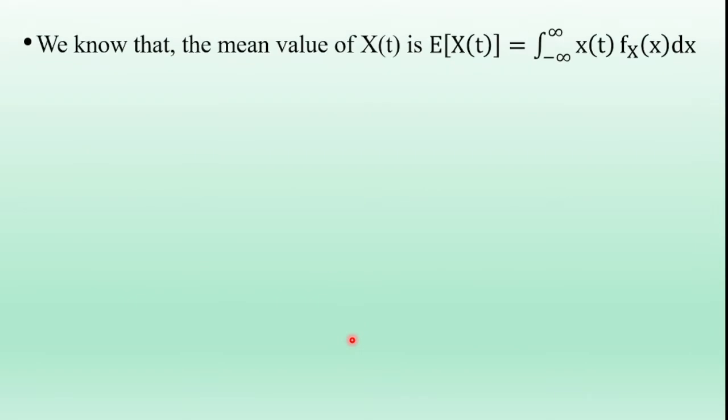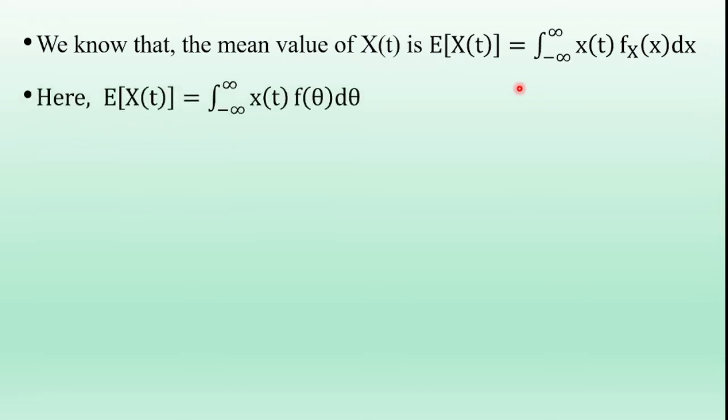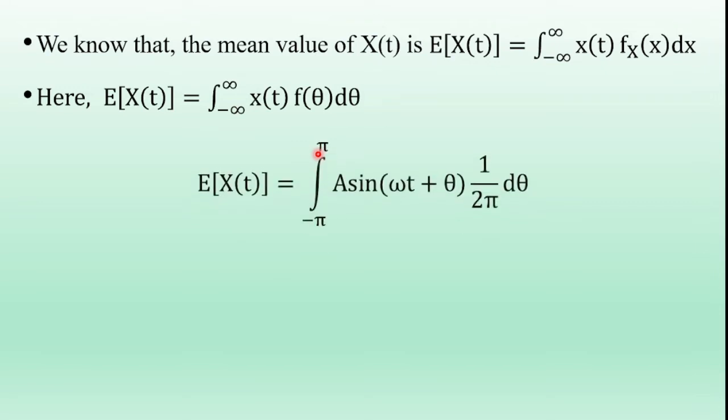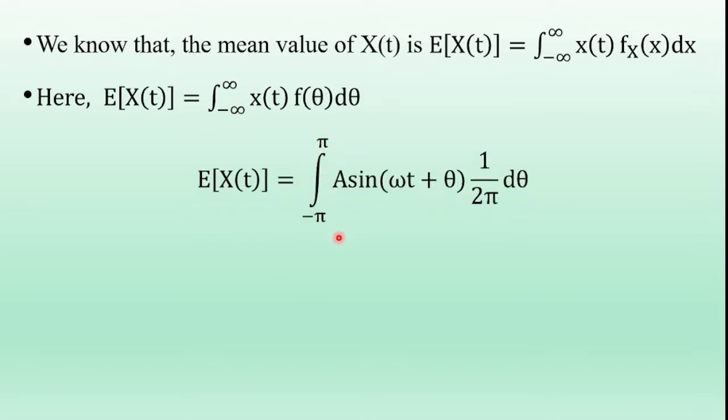First, calculate the mean value of the random process x of t. We know that the expected value of x of t is the integral from minus infinity to infinity of x of t into f of x dx. Here, theta is the random variable, so the expectation of x of t is the integral from minus infinity to infinity of x of t into f of theta d theta. Applying the given data, the range of theta is minus pi to pi.